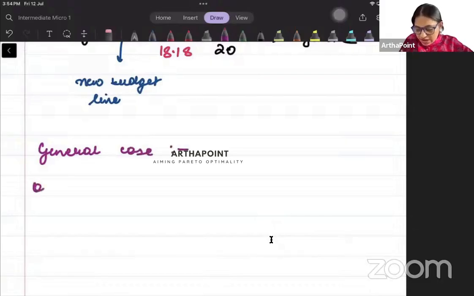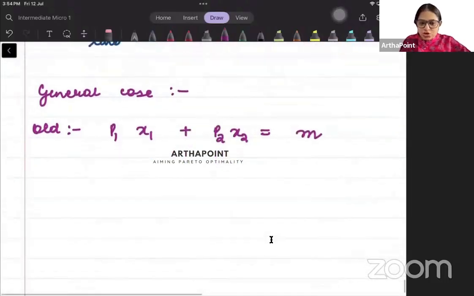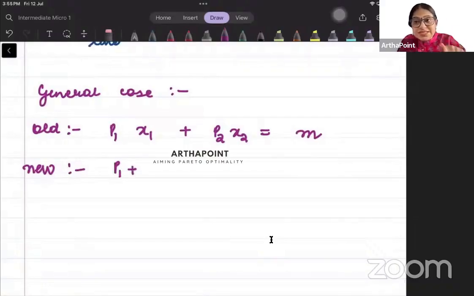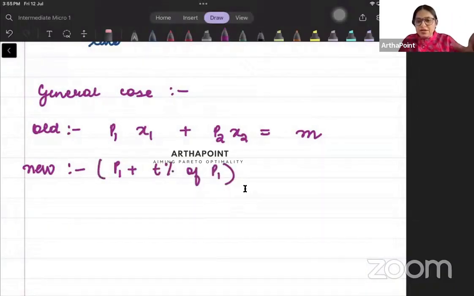So generally, if my old budget line is P1 x1 plus P2 x2 is equal to the income of the consumer, what is my new budget line, beta? The tax is on good 1. How much percent? Suppose T%. You can keep any percent. So T% of P1. The new price becomes P1 plus T% of P1.